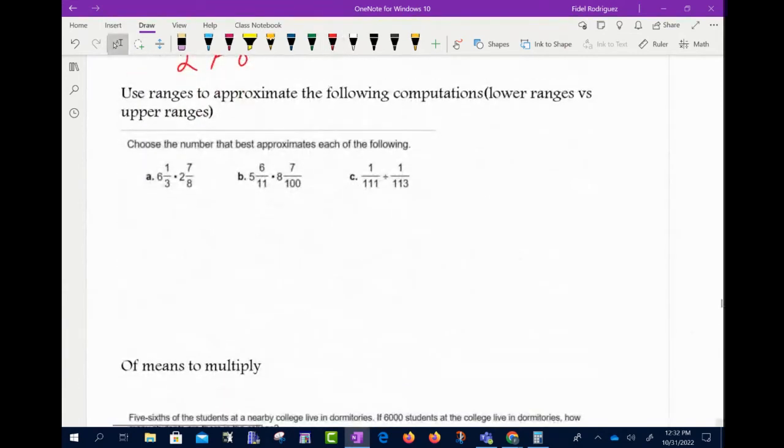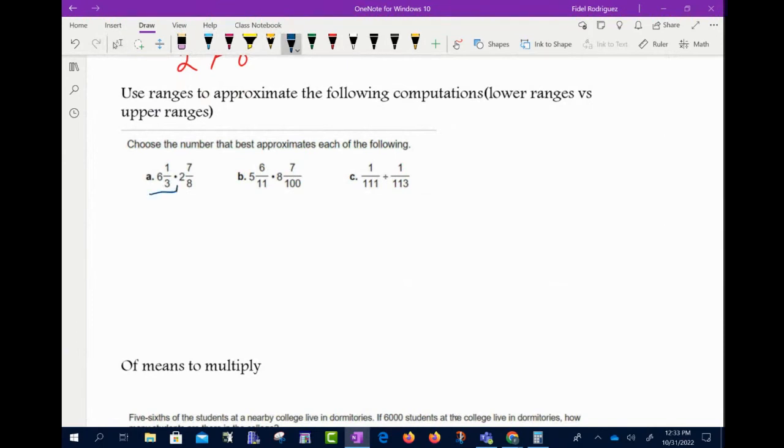Okay, so for the next couple of problems, y'all, it says use ranges to approximate the following computations. What I mean by using ranges, we're going to go with lower ranges versus upper ranges, okay? Y'all, when you're doing this problem here in my lab, it's going to be a multiple choice type problem, okay?